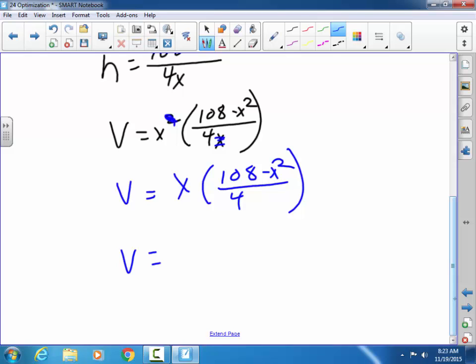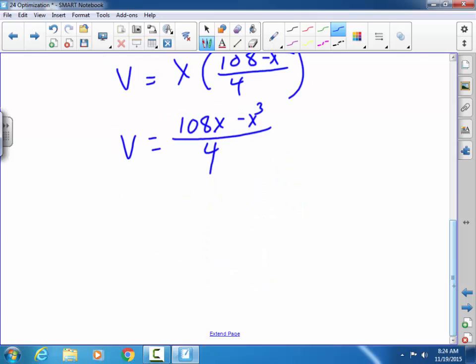Product rule, first derivative, second derivative, first, and you might even see a quotient rule over here, and that just doesn't sound fun at all. So I would go ahead and distribute and get 108x minus x cubed over 4. So now we don't have a product rule anymore. We've just maybe look at it that we've got a quotient rule.